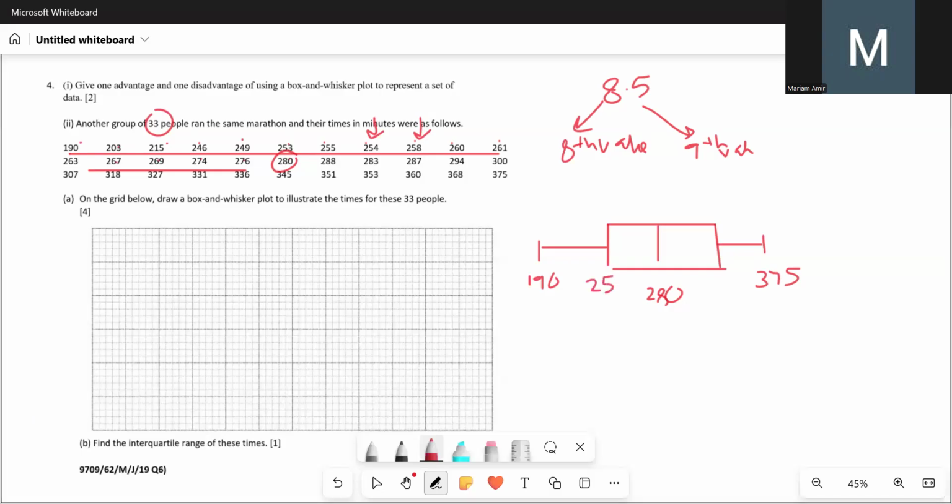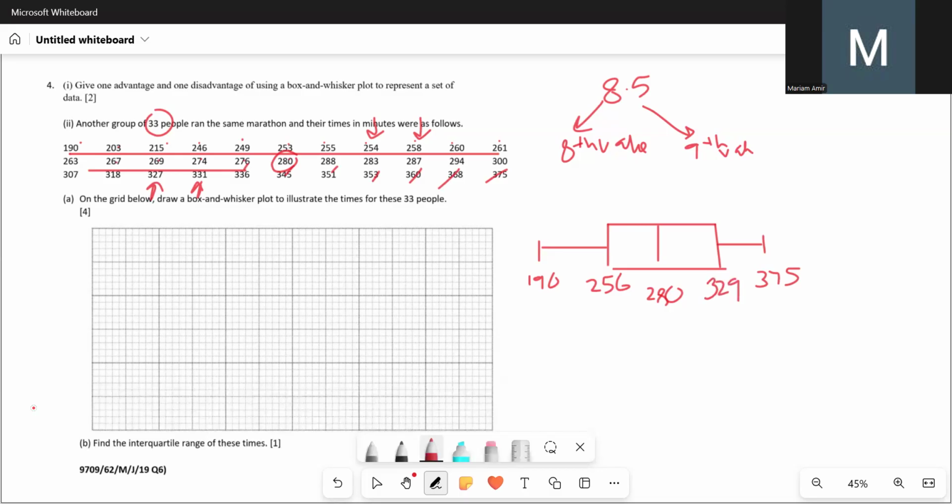Similarly, for the upper quartile, you look at the 8th and 9th value starting from the end. So 1, 2, 3, 4, 5, 6, 7th, 8th, and 9th value. I need the average of 327 and 331, divided by 2, that's 329. So the upper quartile is 329.